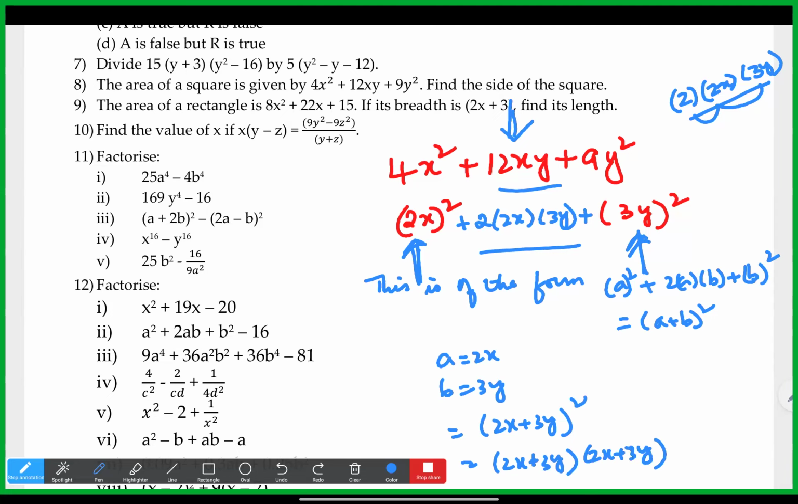Sir, so side is equal to 2x plus 3y. Yes, Pranavi, that is correct. So side of the square is 2x plus 3y.